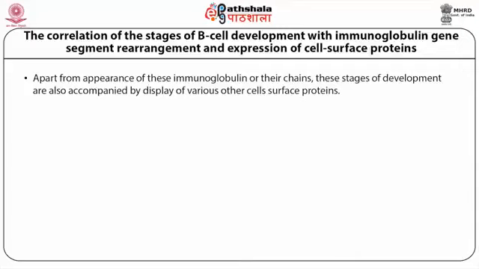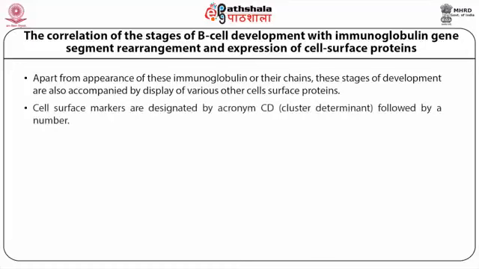other cell surface proteins. Cell surface markers are designated by the acronym CD, which stands for cluster of differentiation, followed by a number. These numbers have no physiological significance but merely indicate their order of discovery. Anti-CD4 implies an antibody for the CD4 cell surface antigen.